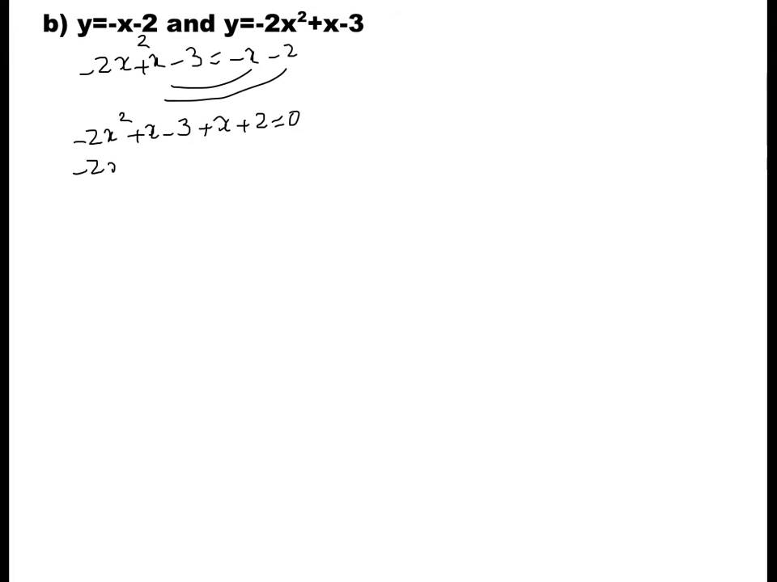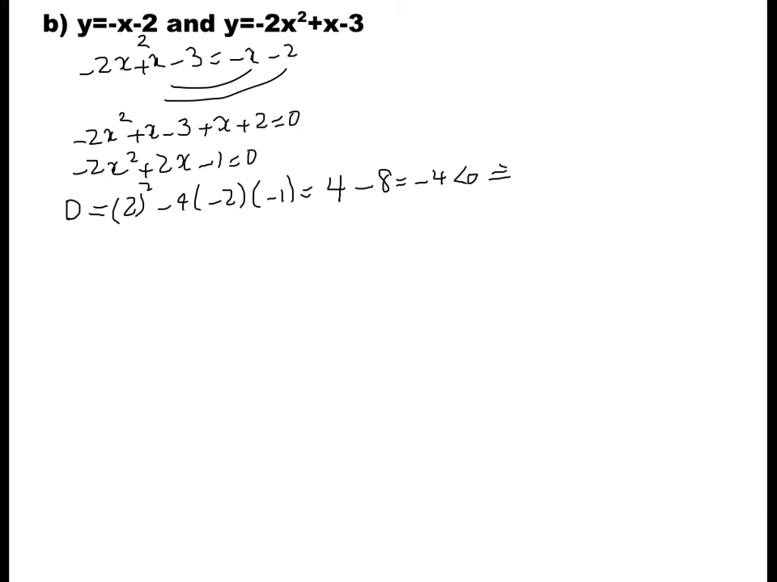Now this simplifies to negative 2x squared. x plus x gives me 2x. Negative 3 plus 2 gives me negative 1, equal to 0. Now if we find the discriminant, d is equal to b squared, which is 2 squared, minus 4 times a, which is negative 2, times c, which is negative 1. Negative times negative times negative gives me negative, and 4 times 2 gives me 8. So this gives me 4 minus 8, which is negative 4, less than 0, so this means no point of intersection.